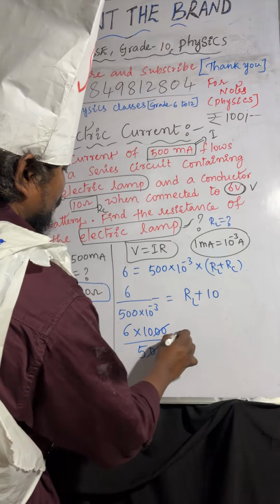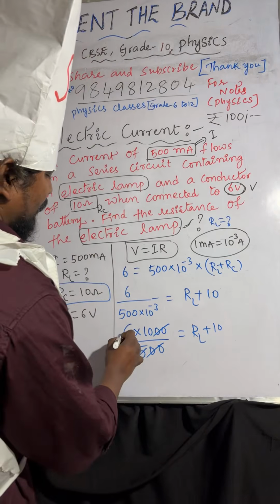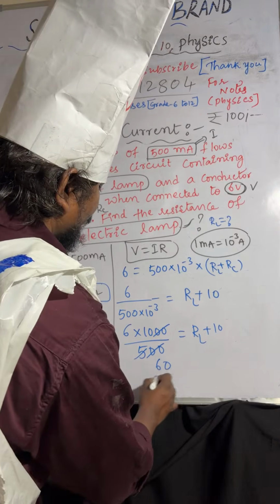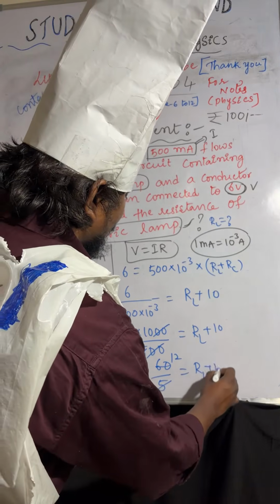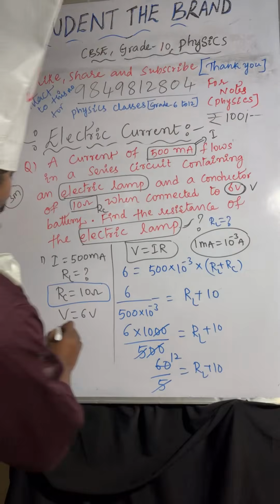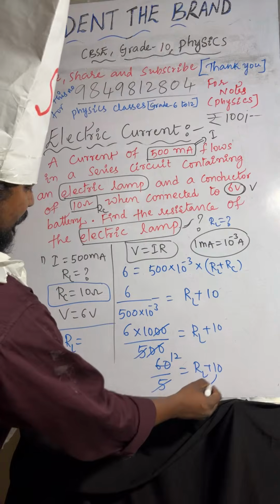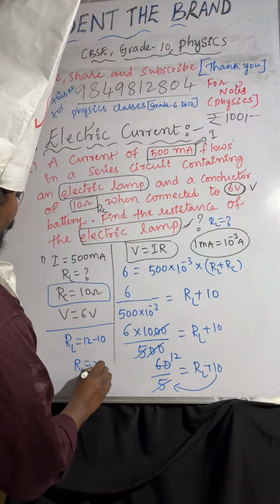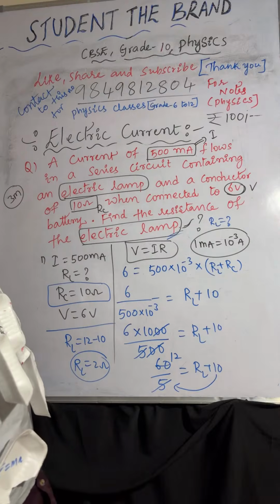Then 2 zeros get cancelled. Then RL equal to 10. So here 5, so 60 by 5. Then we can take 5 12 here, right? Then RL plus 10. Then you can see RL, how much? 12 minus 10. So RL equal to, take 10 this side. So 12 minus 10, RL equal to 2 ohm. So resistance of the lamp. That's enough. That is the answer.